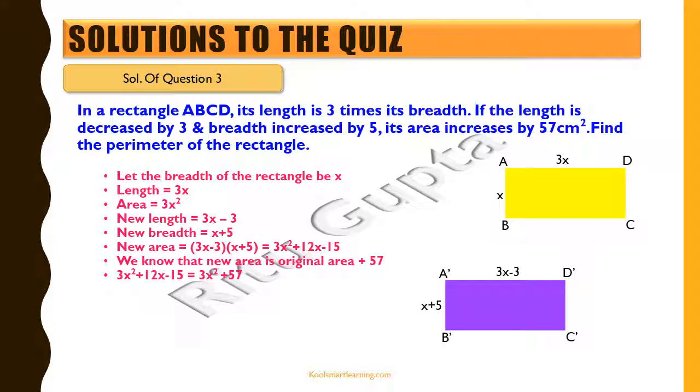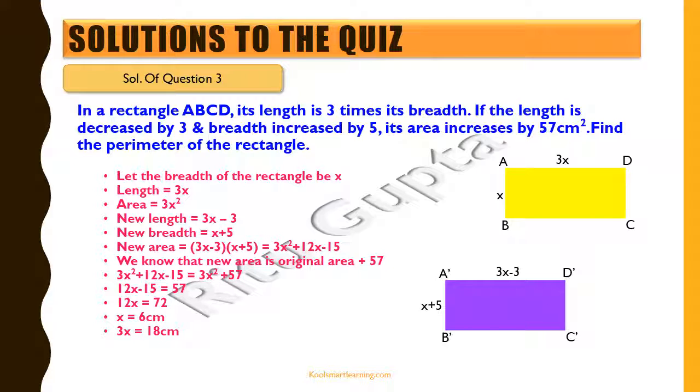So now, if you look at the equation, it has the power of 2 of the variable x, but since both of them are equal, it can be reduced to a linear equation, and it becomes 12x minus 15 is equal to 57. 12x is equal to 72 and x is equal to 6 centimeter. So now we know x is equal to 6 centimeter, 3x will be equal to 18 centimeter.